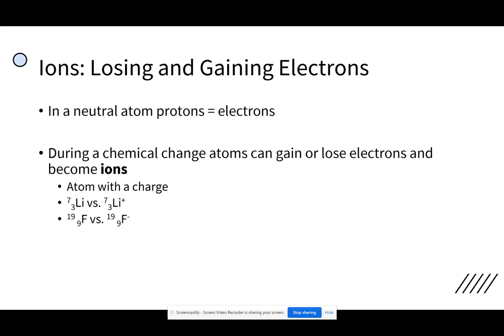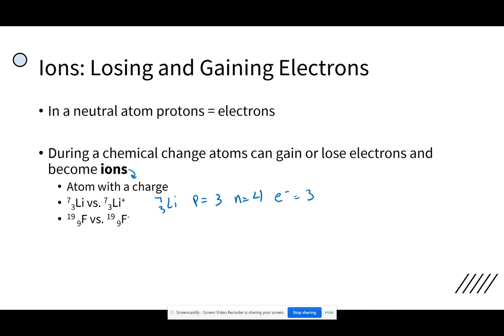All right, ions. Oh, so there it is. In a neutral atom, protons is going to have to equal electrons because positive charge would have to cancel out negative charge. But during a chemical change, or when an ionic bond forms, atoms can gain or lose electrons and become ions. So the definition that I always use for ions is just atoms with a charge. So if we look at a neutral lithium versus a lithium with a +1 charge, the neutral lithium would have 3 protons, 4 neutrons, and 3 electrons.